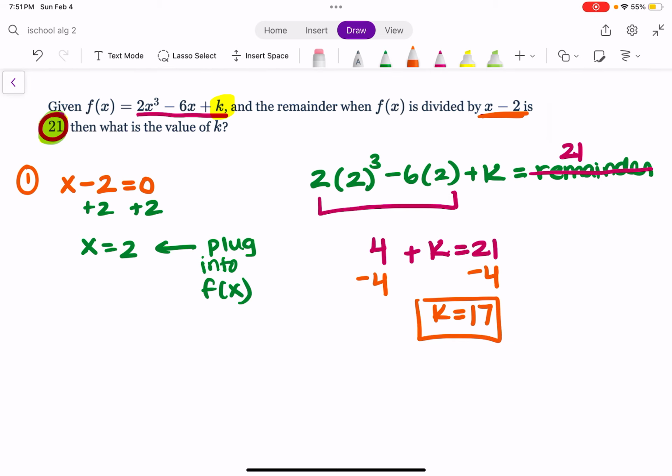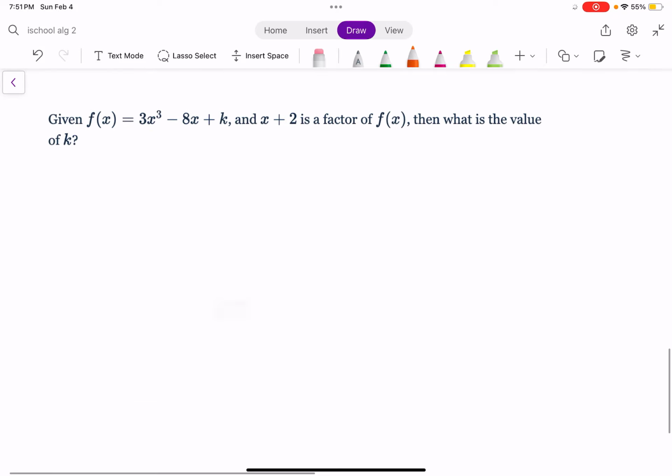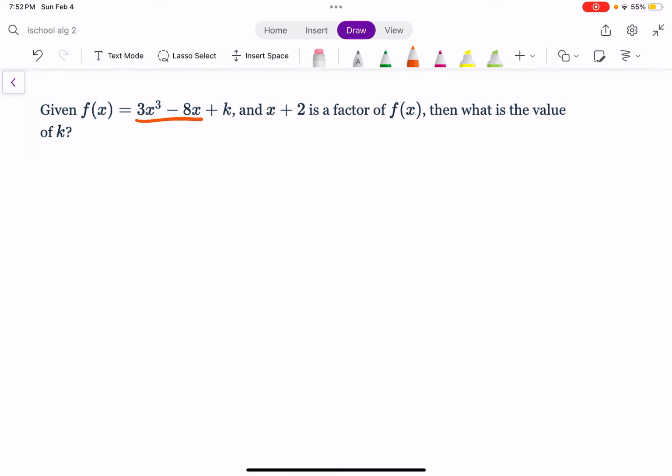Okay, let's do one more question. Again, we're given another function where we have a k. We're given the binomial, which is x plus 2, and it's saying x plus 2 is a factor of f of x. So what do we know about factors? We know the remainder has to be 0, right? So it's really just the same process. At this point, you should pause and try this question.